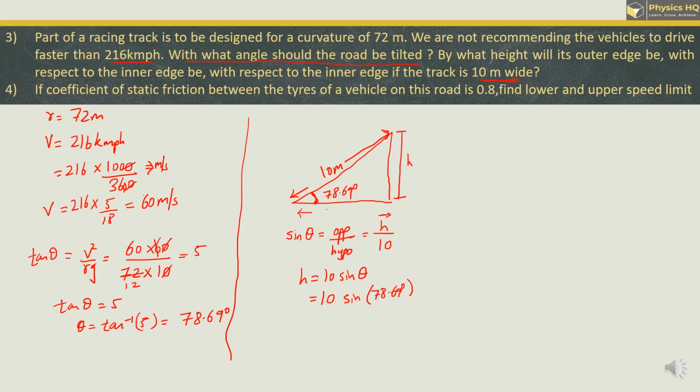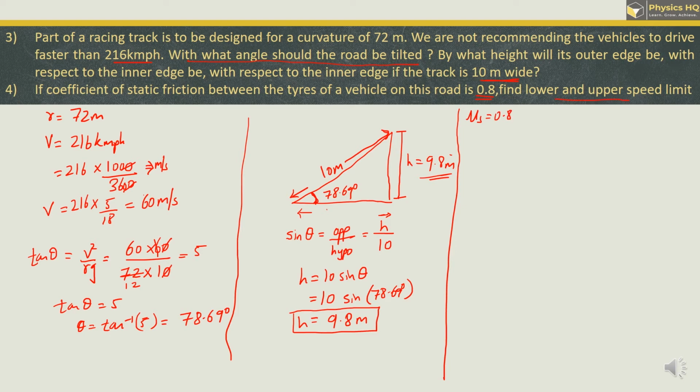You can put this again from the logbook and you will find the answer comes out to be approximately 9.8 meter. So this height is 9.8 meter. Now there is one more question which is an extension of this. They are saying that if the coefficient of static friction is 0.8, find the lower and upper speed limit.